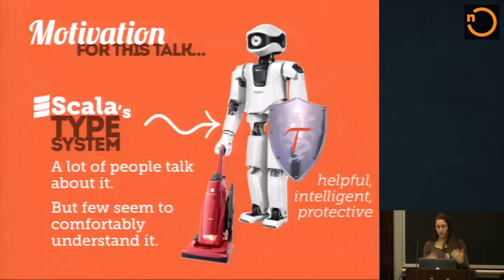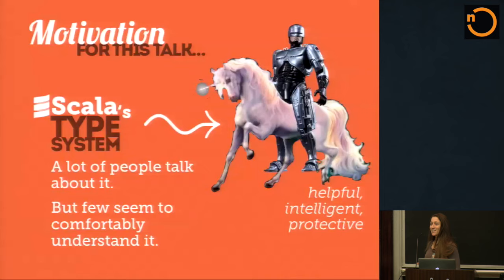Or Josh, actually, I realized that this is a good analogy too, because it's probably helpful, probably intelligent, and I'm sure it's probably protective. So this is probably my new mascot for the type system, I think.